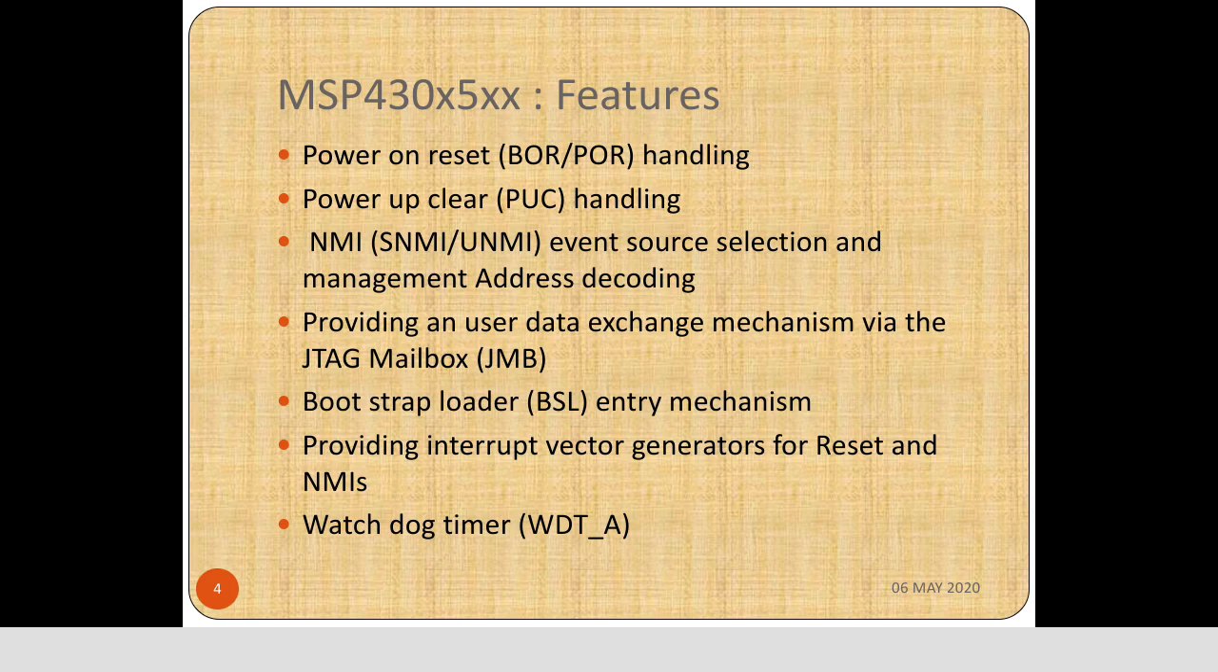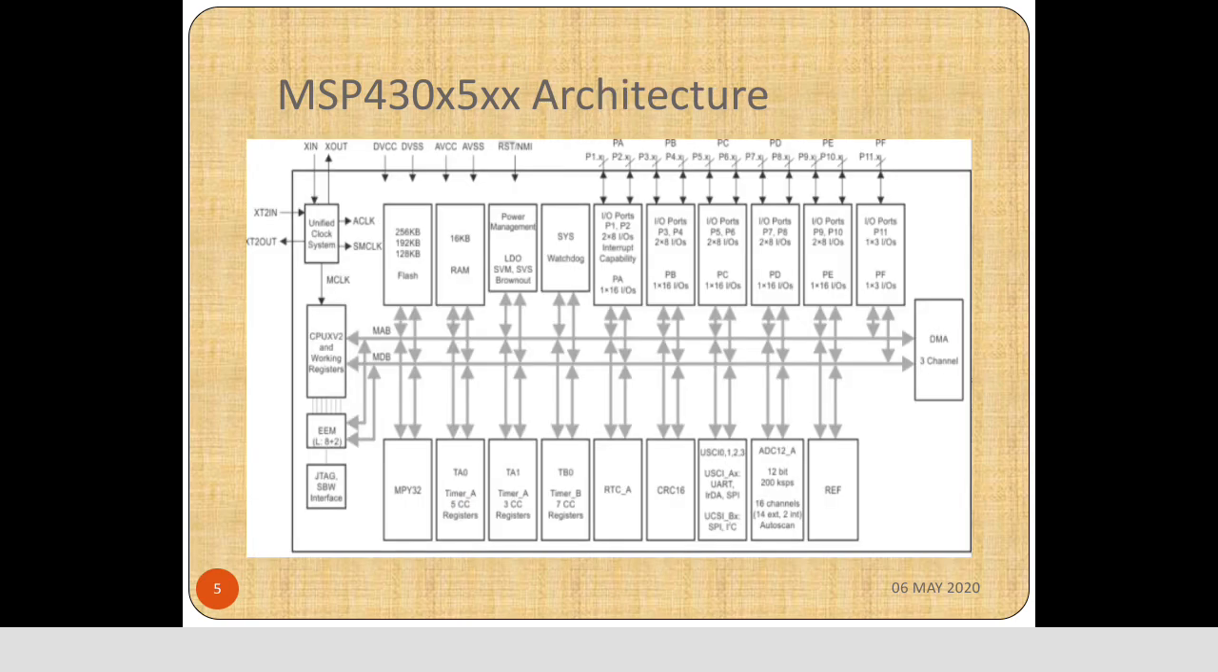And coming to the power side, the power on, reset handling, power up handling, and we have JTAG and boot loader and watchdog timer. In detail we can see in the architecture. So this is the architecture of MSP430X 5-axis.